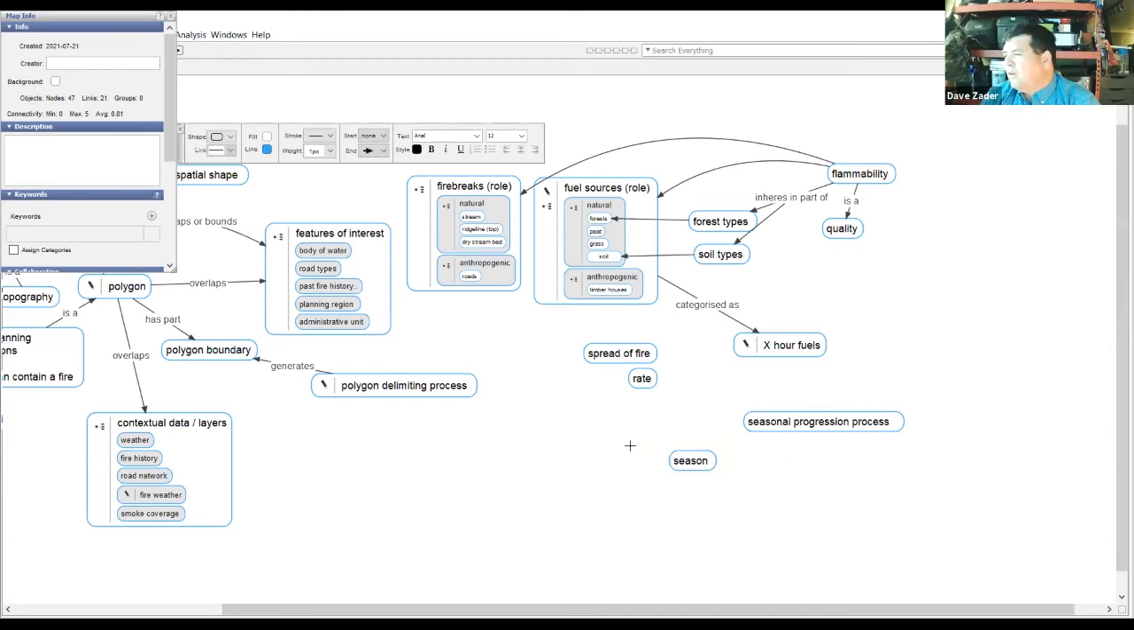So there are so many little micro factors, and we use 1-hour through 10,000-hour fuels in our fuel modeling, as far as how the fire will spread and what fuels will actually be consumed. Will they be consumed just on the surface, or will they burn down to complete white ash?